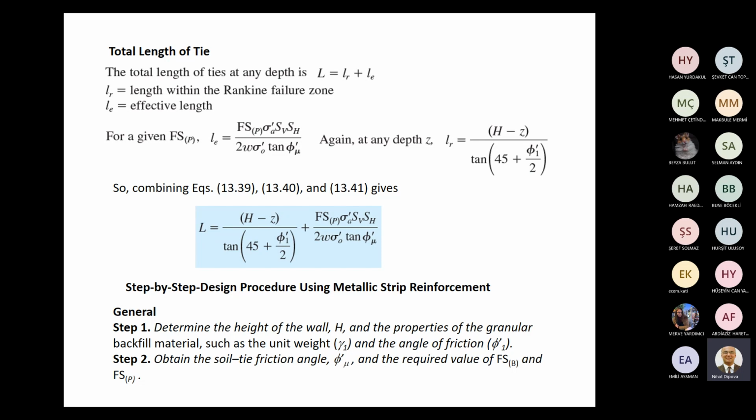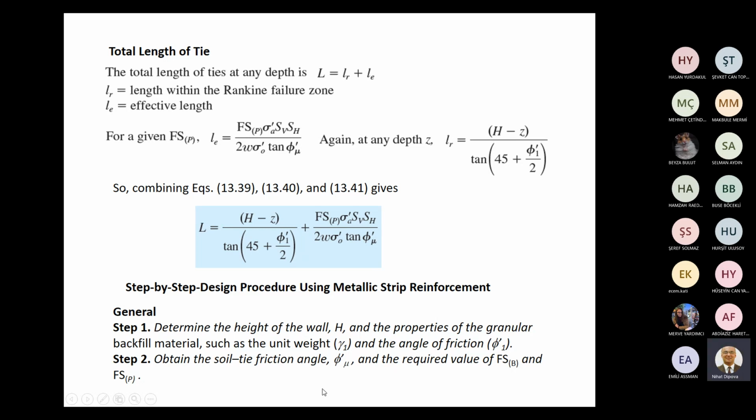Let us make a summary. Step-by-step design procedure. In step 1, determine the height of the wall, H, and the properties of the granular backfill material: unit weight, friction angle. You don't see cohesion here, because our material should be granular material, cohesionless material.